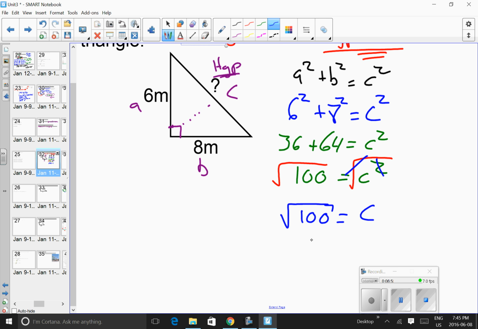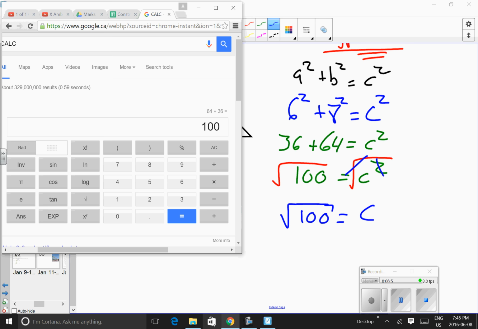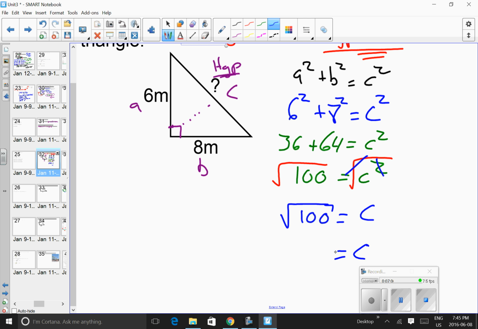So now I have to take the square root of 100. Okay. So I can go to my calculator, square root of 100 is 10. C equals 10. And because these were both meters, this is also meters. And that's my answer. So that's finding the hypotenuse.